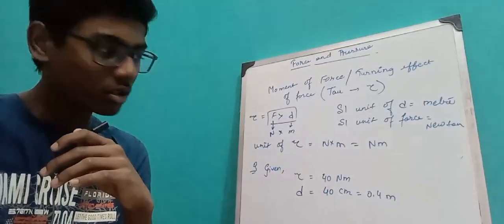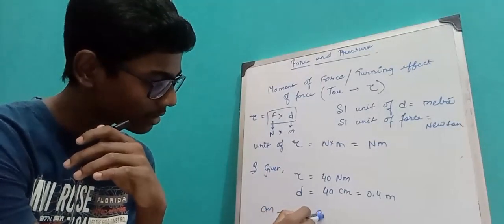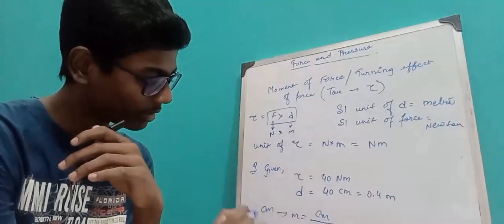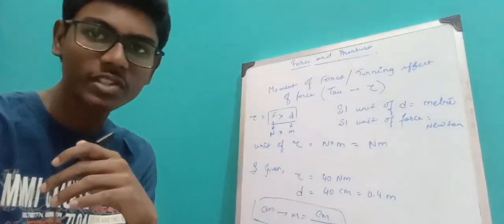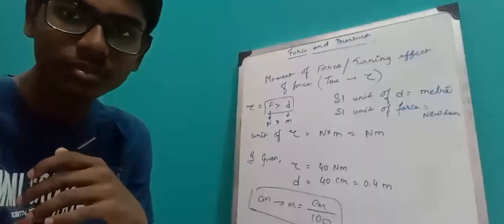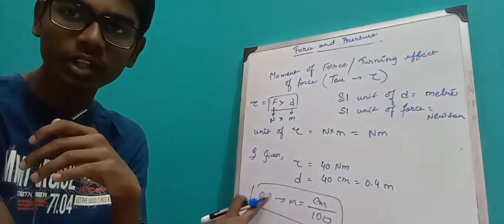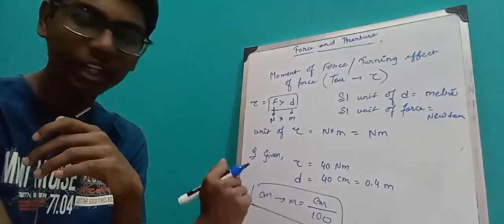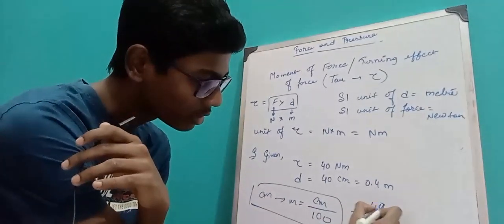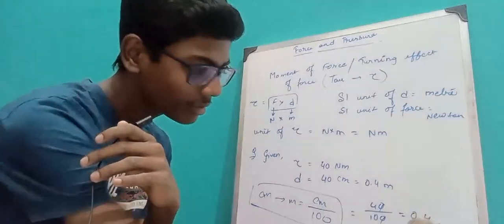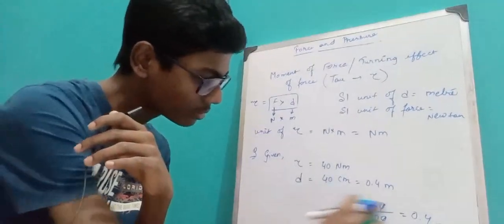Since from centimeter to meter we divide the value in centimeter by 100, if something is given in centimeter, in order to convert it into meter, we divide it by 100. So what we did here is 40 by 100 equals 0.4 meter, right?